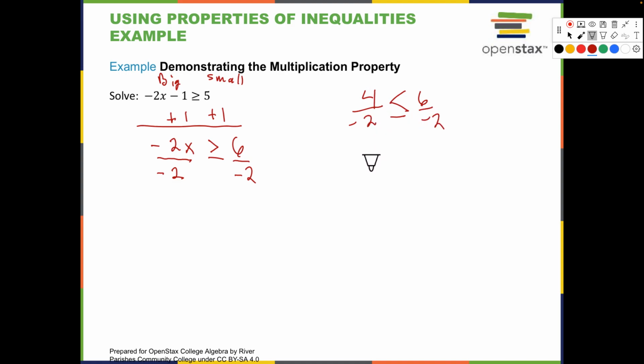4 divided by negative 2 is negative 2. 6 divided by negative 2 is negative 3. Which number now is actually bigger? Negative 2. So notice how, because it was a negative, it actually changed the order on us. Negative 2 is bigger, so we have to flip the symbol. But sometimes you just memorize that, and sometimes you'll get it wrong.